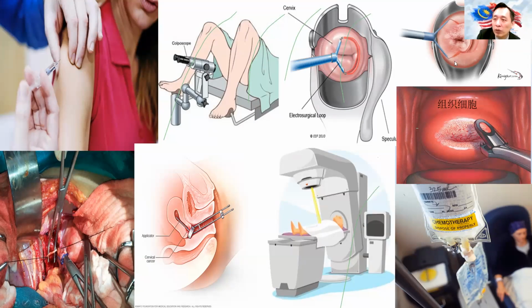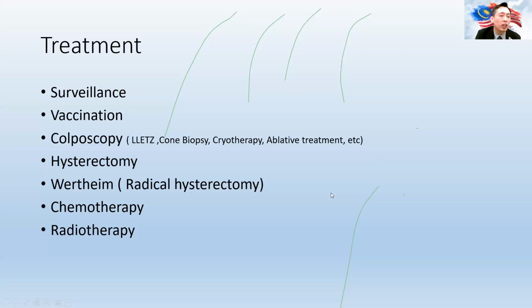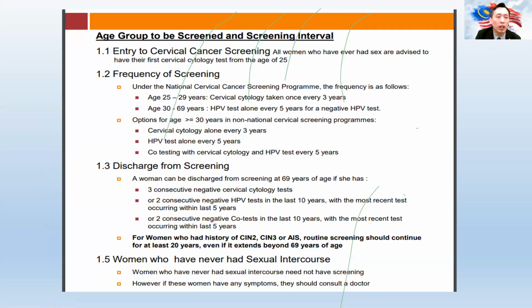All right. We will do a LEEP for the cervical lesion. This is called LLETZ, where you remove the abnormal CIN cell and tissue. Rarely they require operation, chemotherapy, and radiotherapy. Treatment: surveillance, vaccination, colposcopy, hysterectomy before they turn into cancer, and at times if they are already cervical cancer, chemotherapy and radiotherapy.